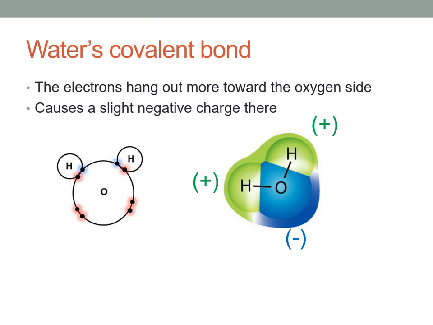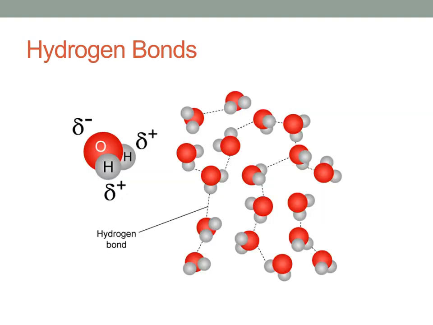All right. So these slight positive and slight negative charges, which are often designated with this squiggly Greek symbol, mean that the slightly positive parts of one atom are going to be attracted to the slightly negative parts of another atom. So when we have molecules of water all together, the different molecules are going to start to be attracted a little bit towards each other because of these partial charges. These are called hydrogen bonds.